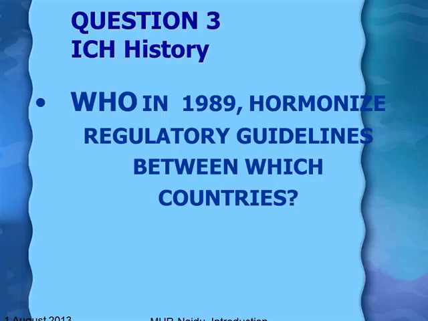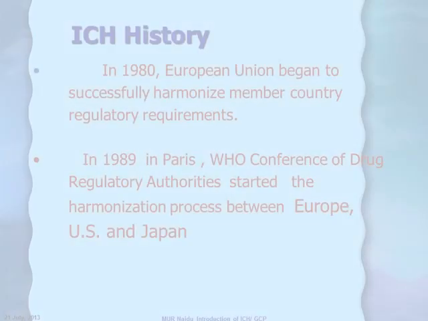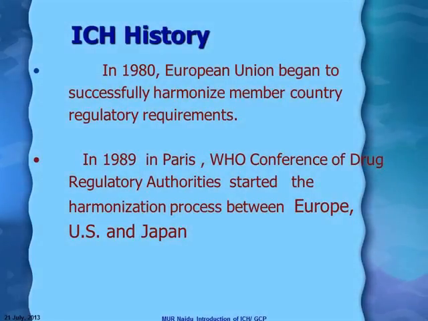The third question is, the World Health Organization in the year 1989 harmonized the regulatory authorities between which countries? In the year 1989, the WHO Conference of Drug Regulatory Authorities, which was held in Paris, for the first time started the harmonization process between three regions: Europe, United States and Japan.